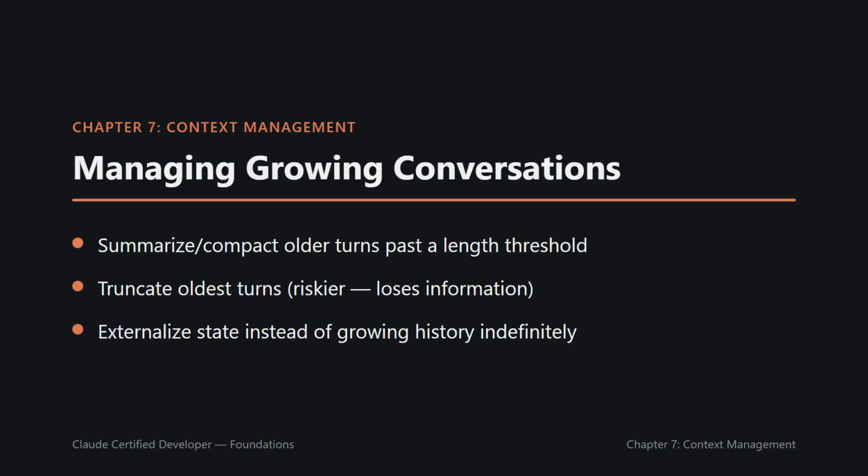Since the API is stateless and every turn resends the full history, long-running conversations need an explicit strategy once they get large. Summarize and compact older turns into a condensed message once a length threshold passes, preserving the gist while dropping token load. Truncate the oldest turns entirely once they're no longer relevant. Riskier, since you lose information, not just detail.